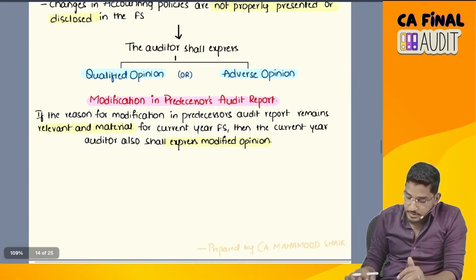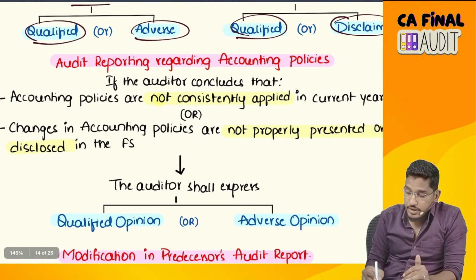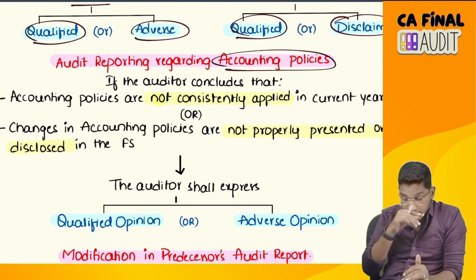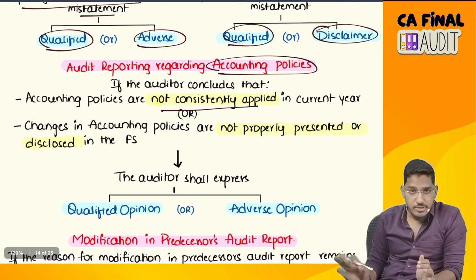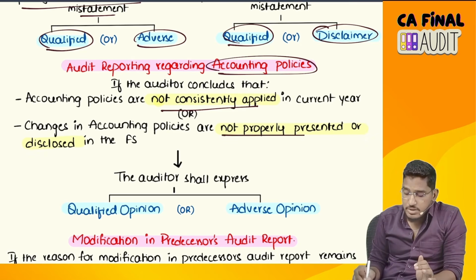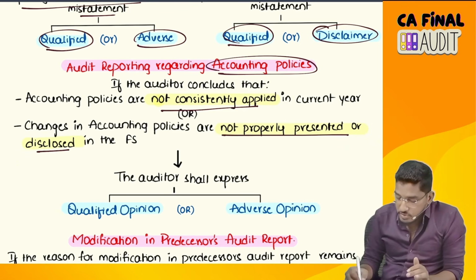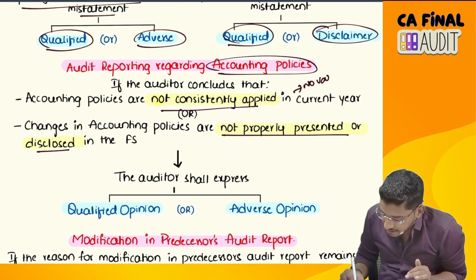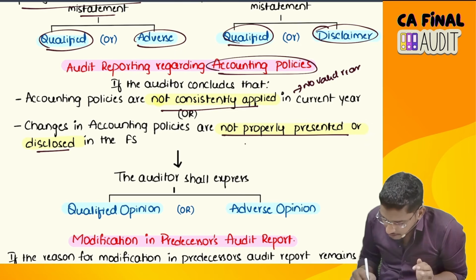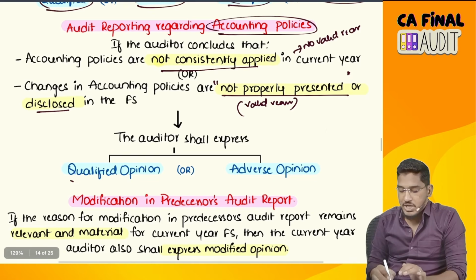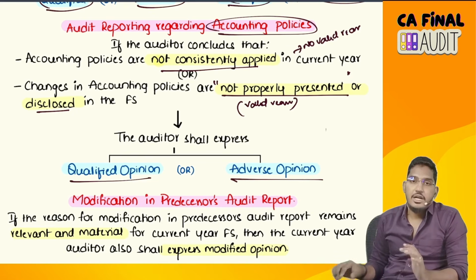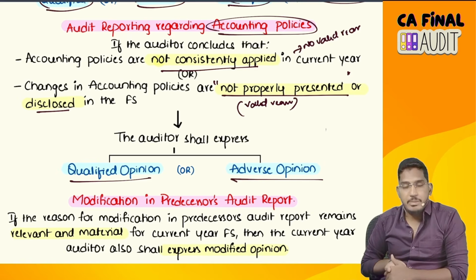Even if you see here, audit reporting regarding accounting policies. If the auditor concludes that accounting policies are not consistently applied, that means without any valid reason, accounting policies are changed, or changes in the accounting policy are not appropriately presented or disclosed. So this is when there is no valid reason. Without any valid reason, you are changing, or there is a valid reason for change in the accounting policy, but it is not properly presented or disclosed. In any of these cases, the auditor shall either express a qualified opinion or adverse opinion, depending on the effect of that accounting policy being material or material and also pervasive.